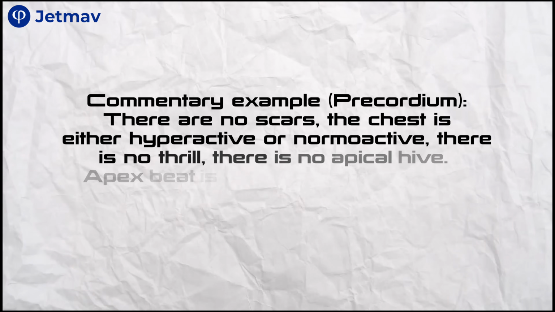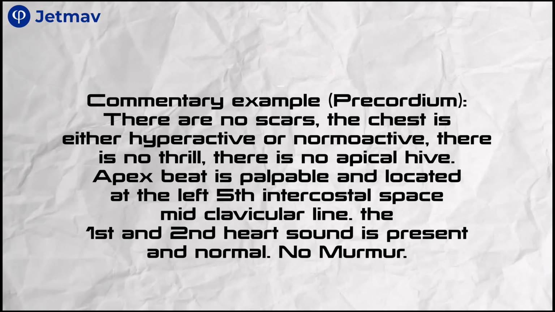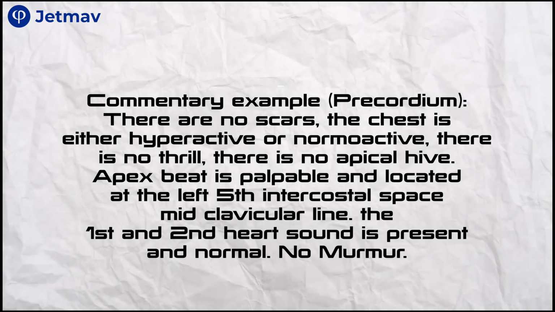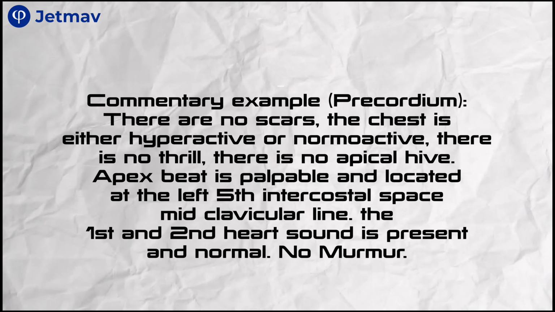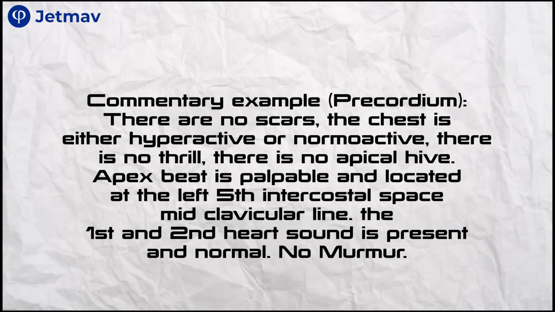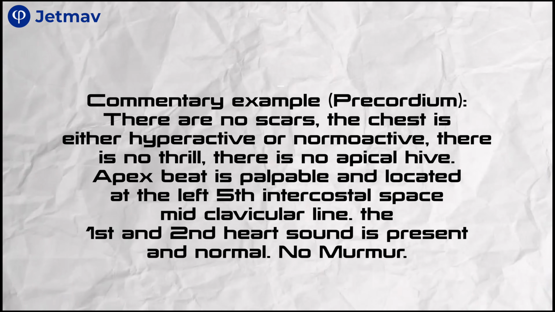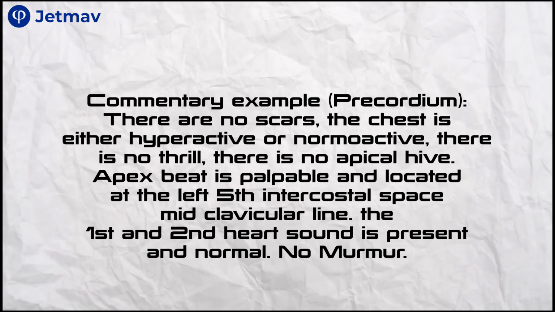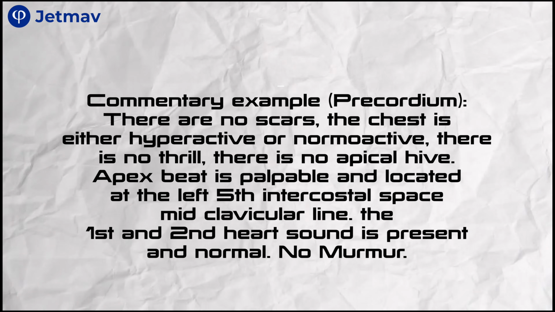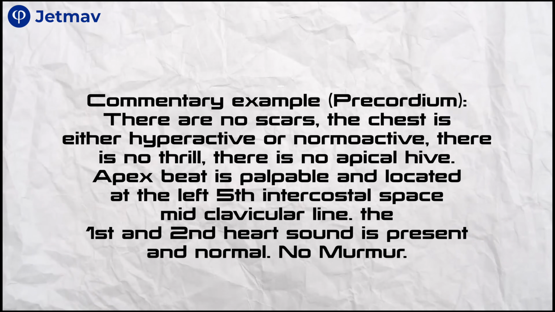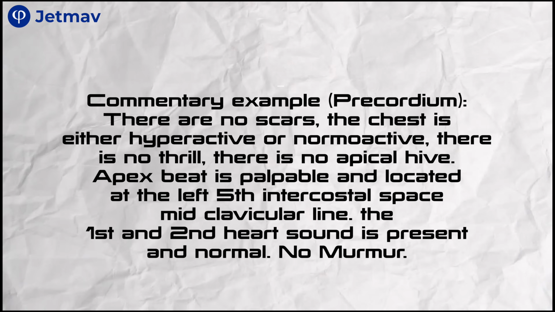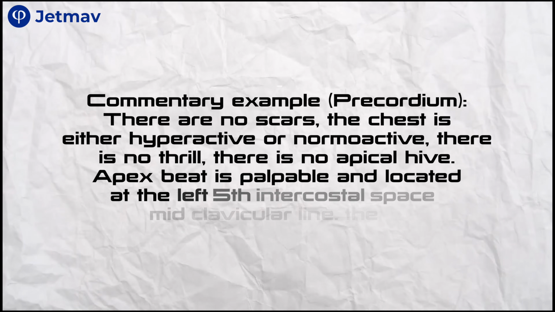Okay, here is a sample of your commentary under examination of the precordium. You can say that there are no scars, that the chest is either hyperactive or normoactive. Then there is no thrill, there is no apical heave. Then you can also say that the apex beat is palpable and located at the left fifth intercostal space, mid-clavicular line. Then that the first and the second heart sounds are present and normal, no murmur. Something as simple as that.